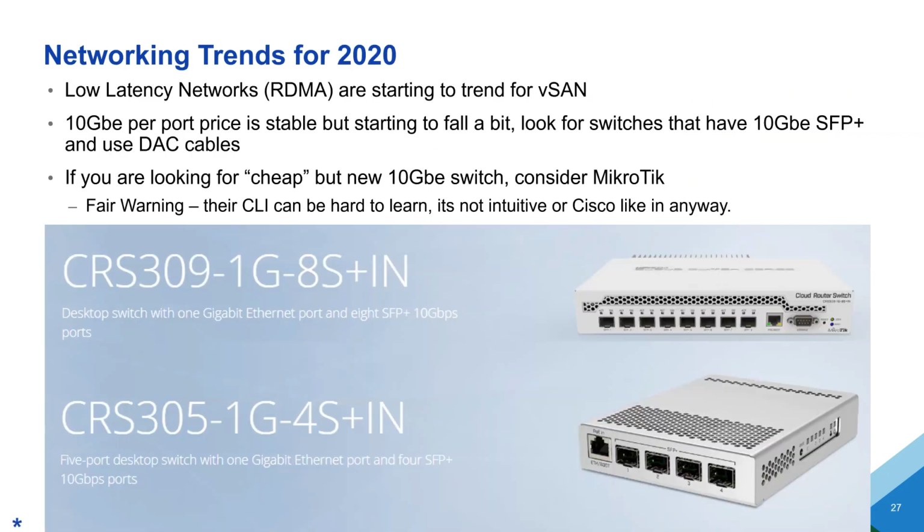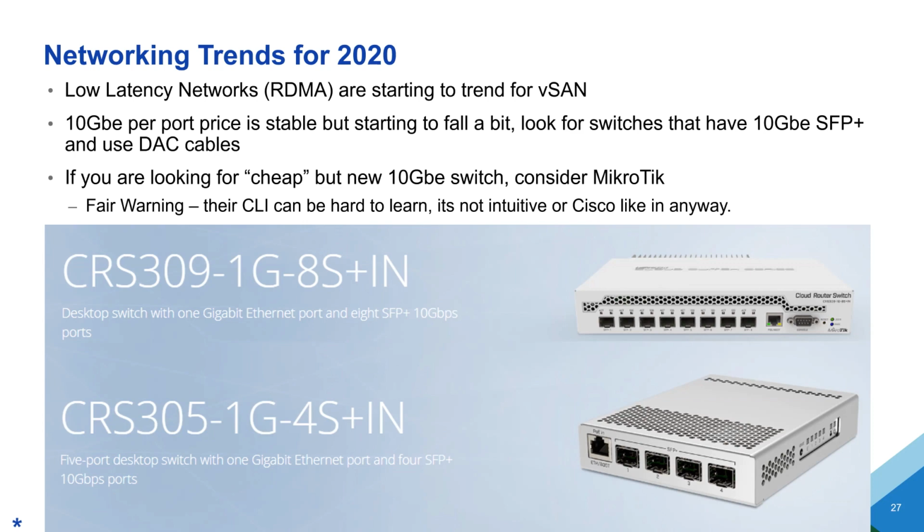Now, trends for 2020 around networking. Sorry, I got ahead of myself there. With the trend for vSAN, things like RDMA, you might start looking into that a little bit more. And also the price of 10 gigabit Ethernet is really starting to fall a bit. I wouldn't say a lot. Look for switches that have the 10 gigs and SFP+ with DAC cables, which is a good option. And if you're looking for a cheap, and I mean cheap, but new 10 gig switch, you might consider MikroTik. They have a few different models out here that are relatively affordable.